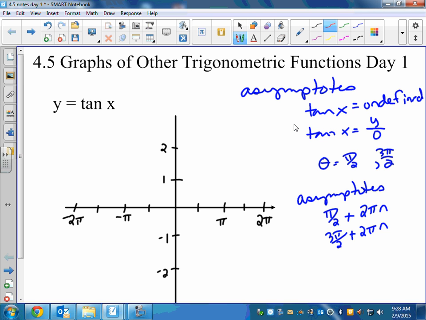People get scared by asymptotes, but the great thing about asymptotes is they kind of bound your graph. So I know there's going to be an asymptote where?